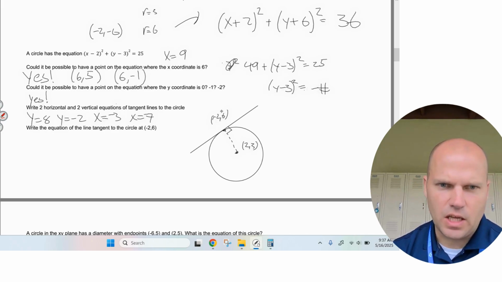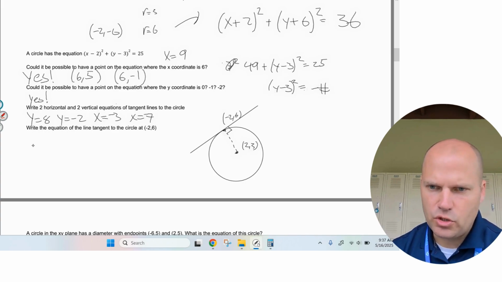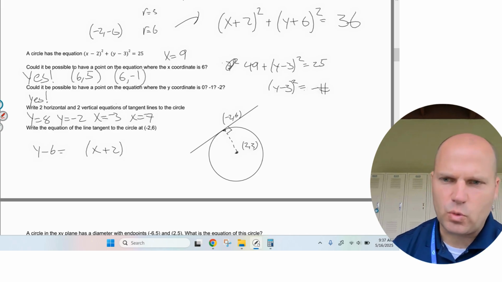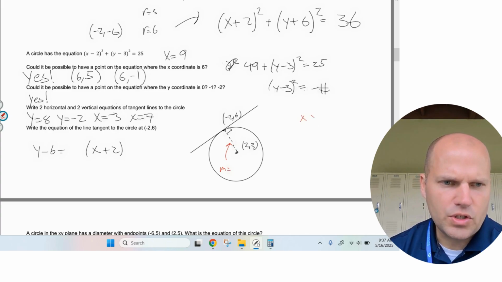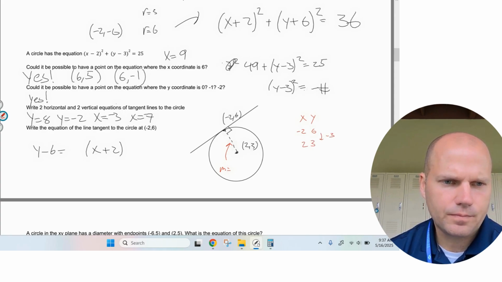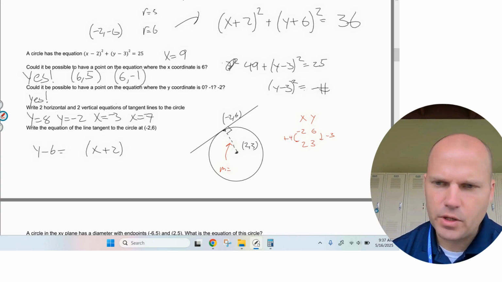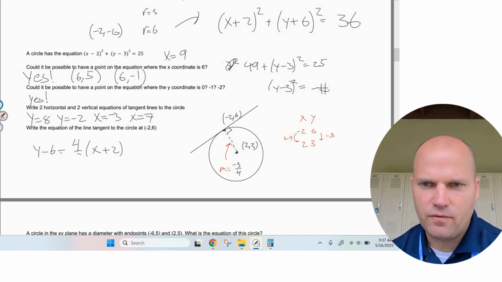Now, to find the equation of a line, we should simply use point slope form. We should use y minus 6 equals some slope times (x plus 2). All we have to do is work on the slope. We have to find the slope of this line. The slope of this line is negative 3/4. We can see it goes down, so that makes sense. The slope of the tangent line would be perpendicular, which would make it 4/3.